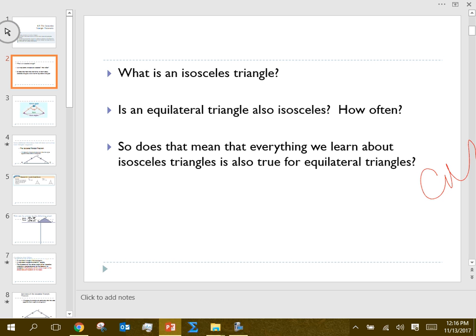If I give you an equilateral triangle, I put it in your hands, you know it's equilateral, but you also know that it's isosceles, right? So everything that we learned today about isosceles triangles is true for equilateral. Is that okay with everybody? Okay.